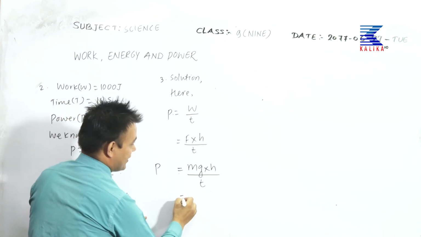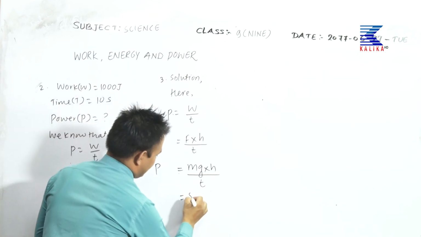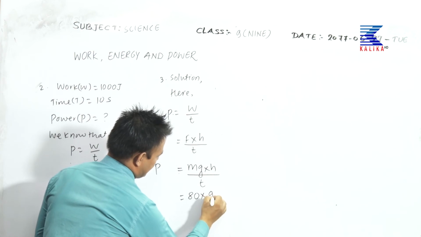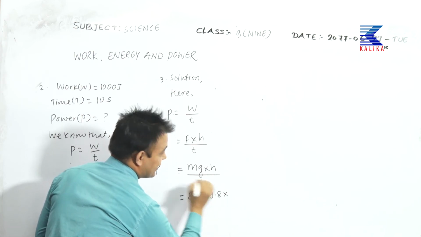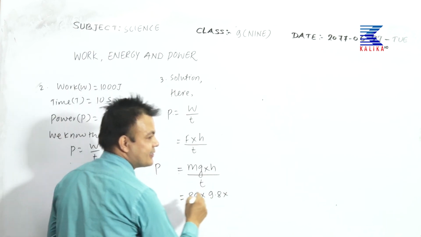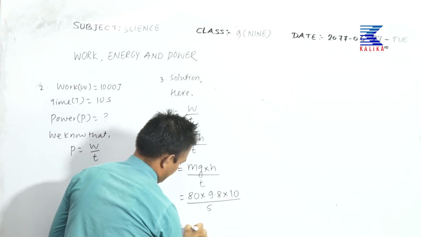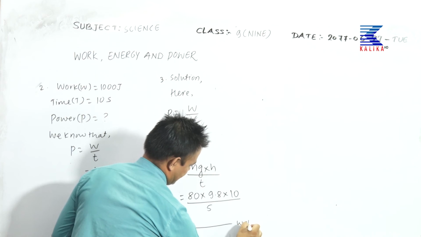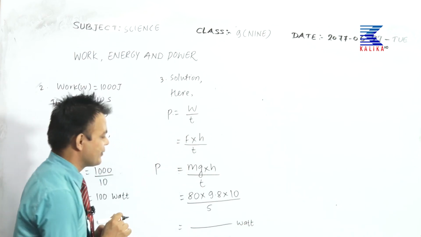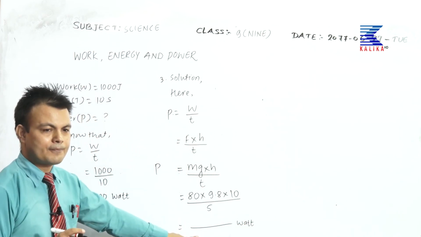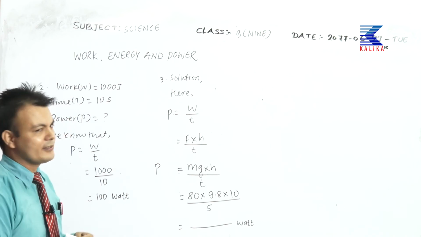Now put the values here. Mass of man 80, g acceleration due to gravity 9.8, h height of the staircase 10 meter, and time 5 seconds. Whatever you get as the answer, use a calculator. Just use calculator, that'll be fine.